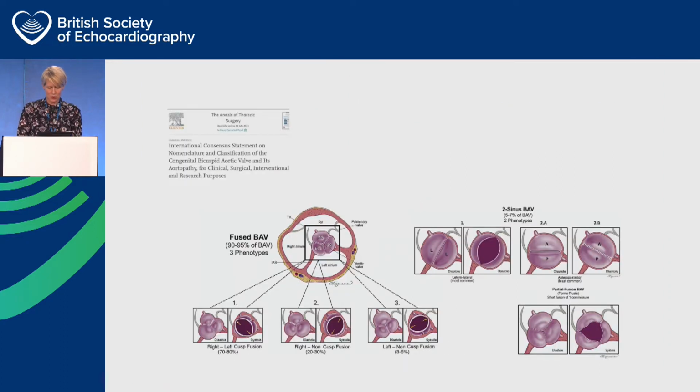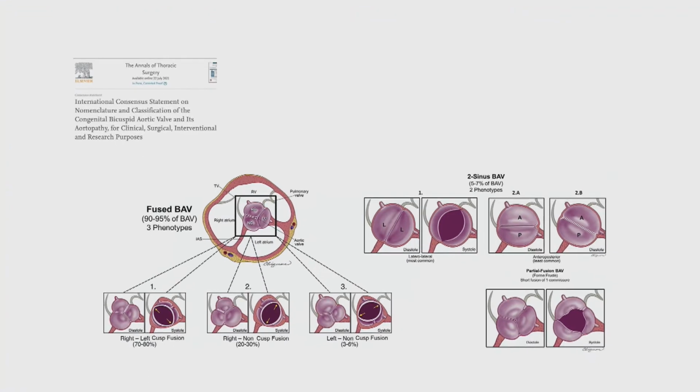So this is it in a little bit more detail. This is the fused type, and you can see at the bottom there's right and left fusion, which is by far the most common type, right and non, and then left and non, which is vanishingly rare. And then the two sinus type, you can have lateral-lateral, which is more common, or the anterior-posterior, which is less common. Usually you have a coronary sinus coming off each, sometimes two coronaries coming off the anterior in the anterior-posterior type, and then the form first at the bottom.